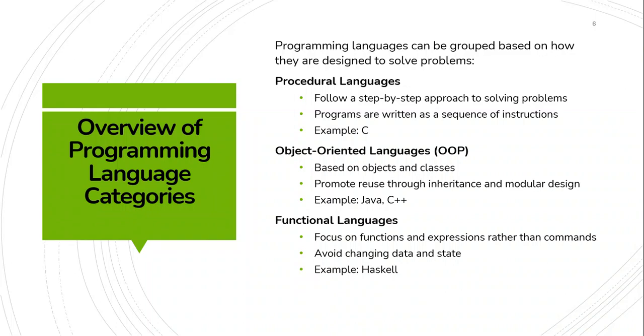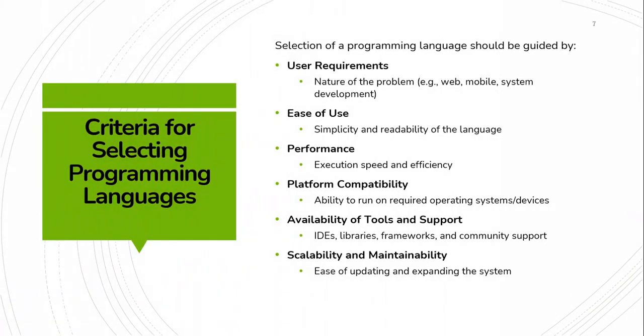Then we also have category three programming languages. These are the functional languages. They focus on functions and expressions rather than commands. They avoid changing data and state. An example is Haskell. Then we also need to look at the criteria for selecting programming languages.